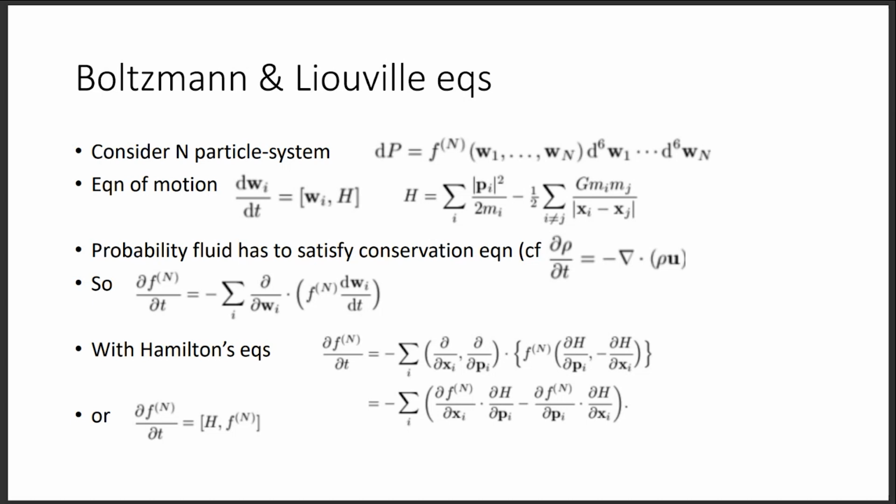So rho is going to map to Fn, and the rate of change of position is going to be Q dot, and that's P dot, right, from Hamilton's equations. So this is a rewriting of this familiar mass conservation equation. This is a probability conservation equation.